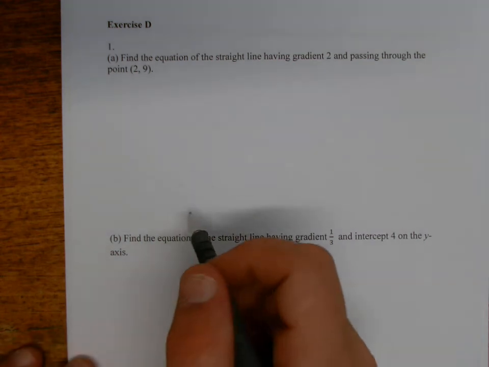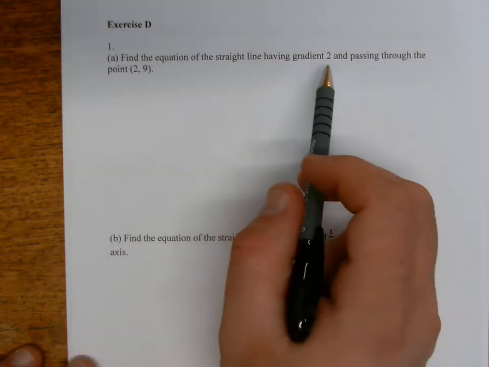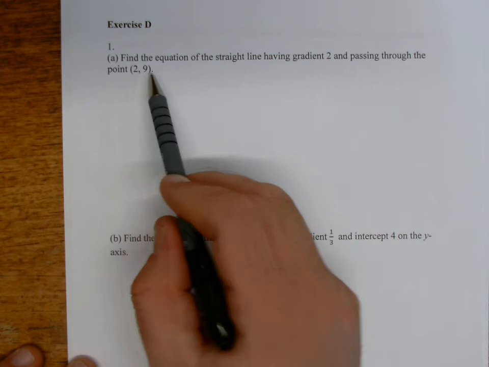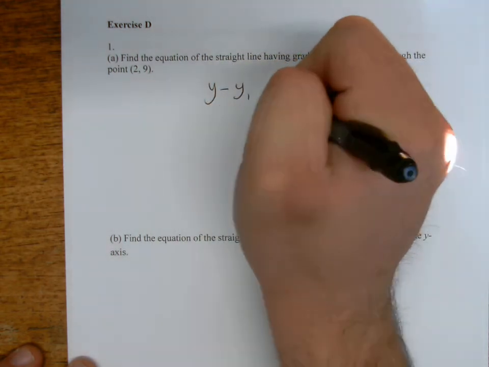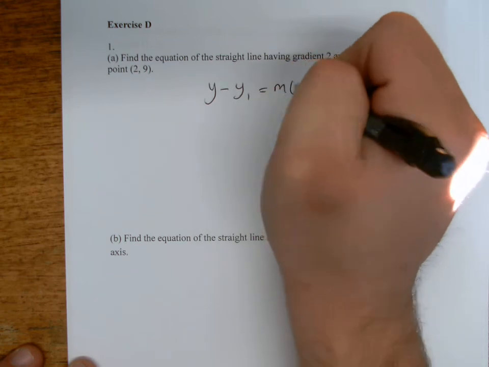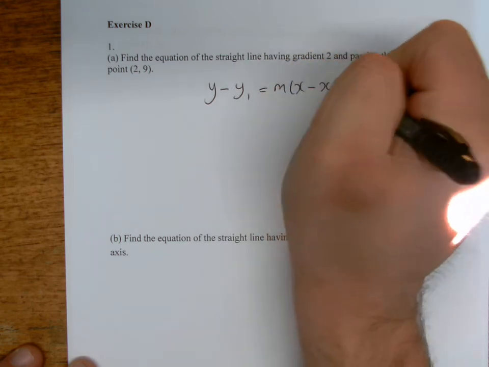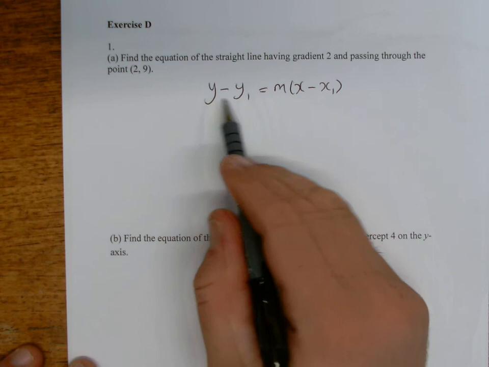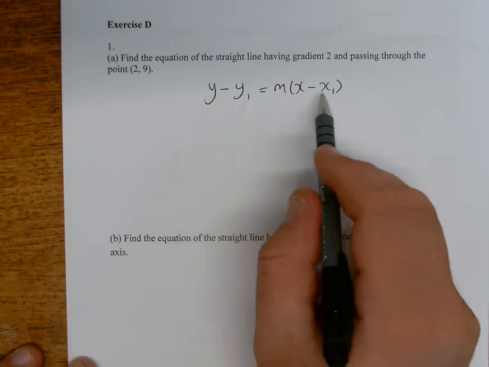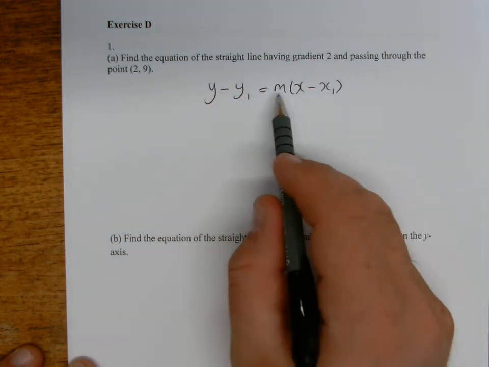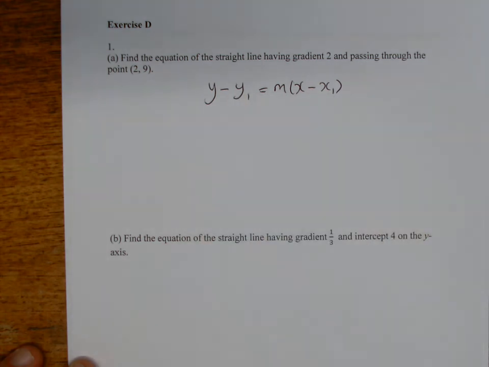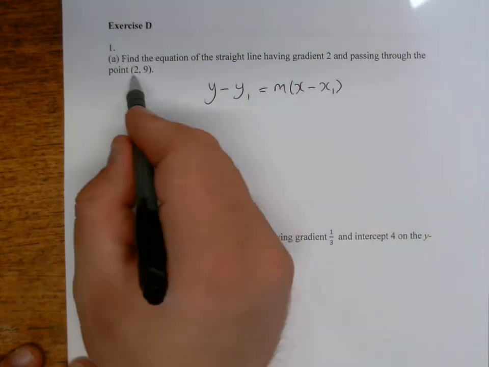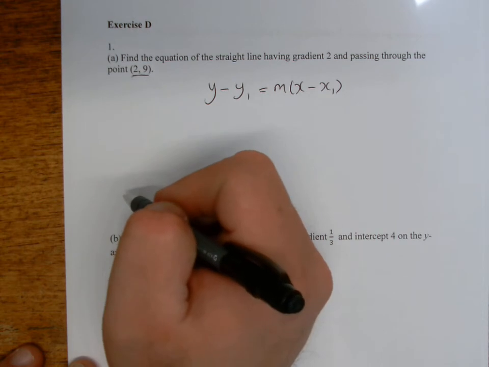Okay, so find the equation of the straight line having gradient 2 and passing through the point (2, 9). So if you recall what we've just seen in the introduction video, the general equation for a line is given by this: y minus y1 equals m(x minus x1), where m is the gradient and (x1, y1) is a particular point that the line goes through.